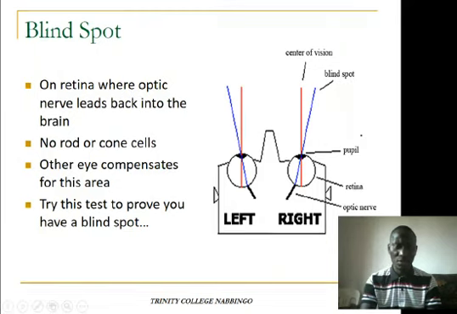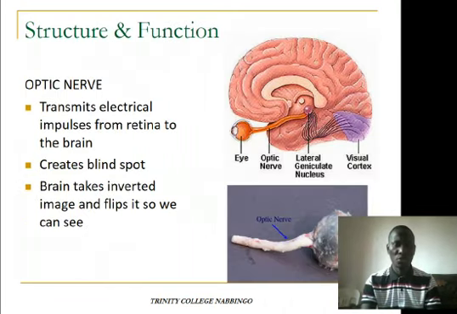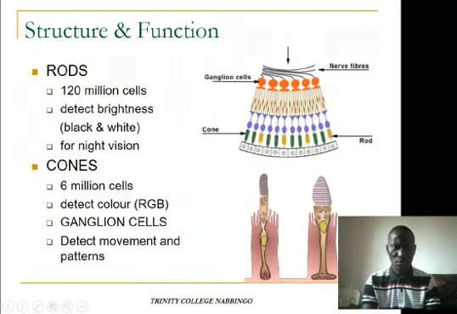Then we talked about the blind spot. If you look straight onto an object for this activity, you are not going to see objects at the side, implying that the images of those objects are falling on the blind spot. Then you have the optic nerve, connecting the eye to the brain, responsible for transmitting nerve impulses or electric impulses from the retina to the brain. It creates a blind spot, as we talked about.